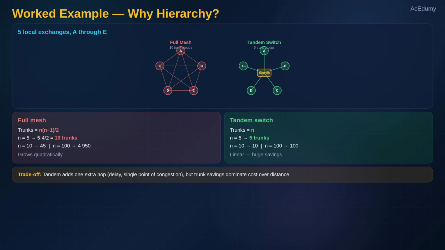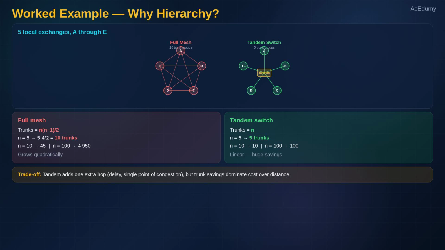Imagine a small region with 5 local exchanges. Call them A, B, C, D, and E. We want any subscriber on any exchange to be able to call any other subscriber. Approach 1. Full mesh. Connect every exchange directly to every other exchange. How many trunk groups do we need?